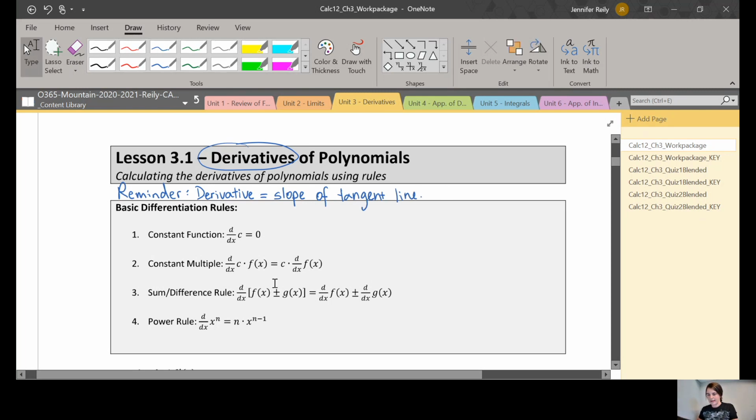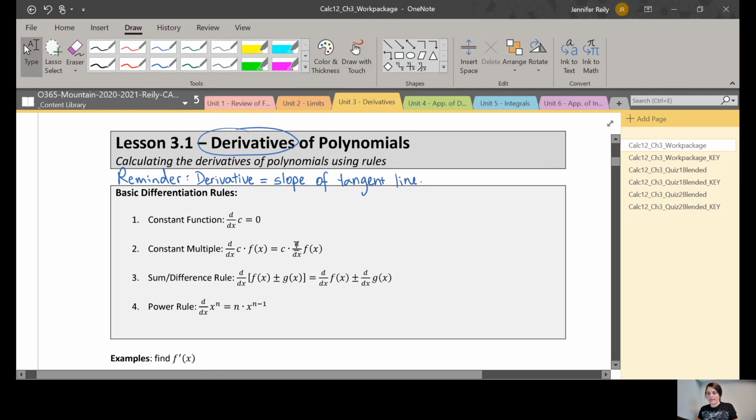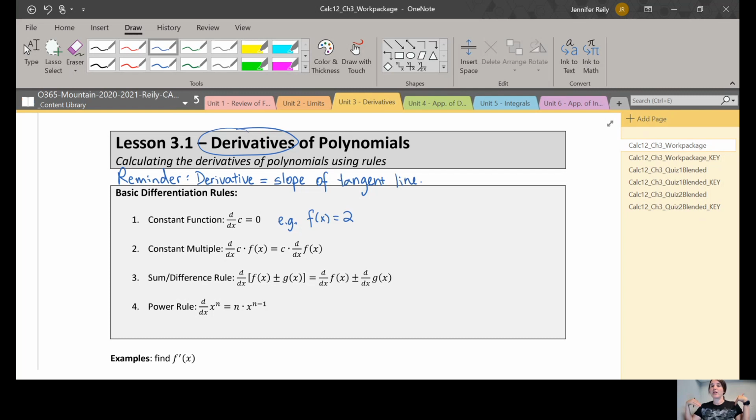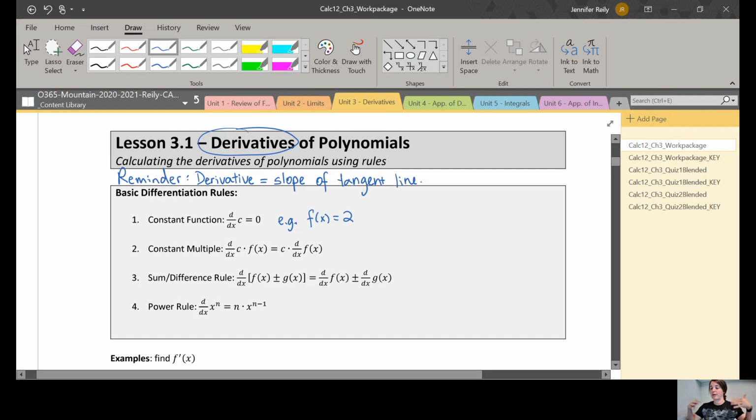Okay, and here there are some basic differentiation rules which you need to know. So the first one is that when you have a constant function, for example, f of x equals 2. So that's just a horizontal line at the value y equals 2. Horizontal lines, remember, have a slope of 0, and so the derivative of that function would be 0 because the slope of the tangent line everywhere would be 0. So therefore, f prime at x equals 0.